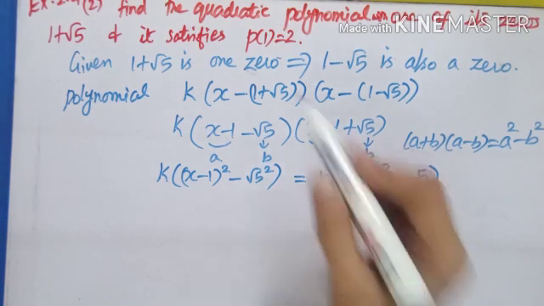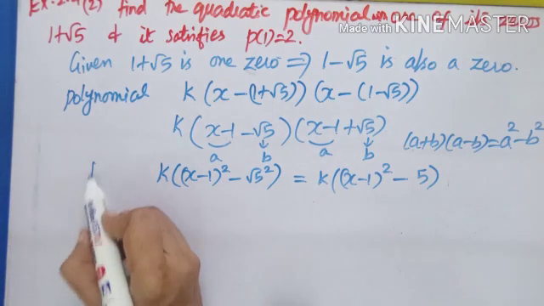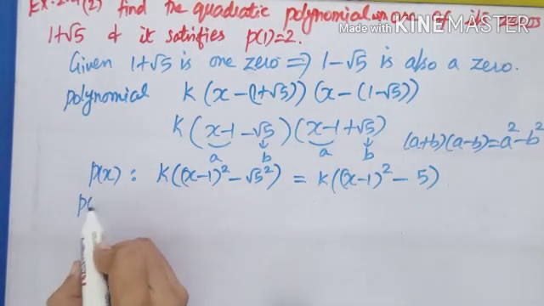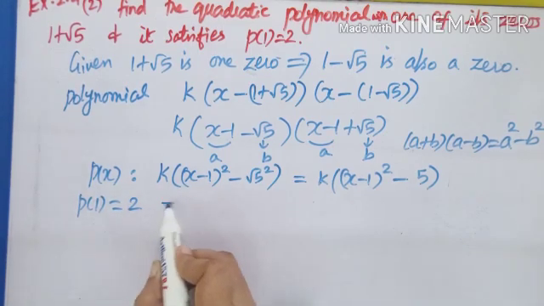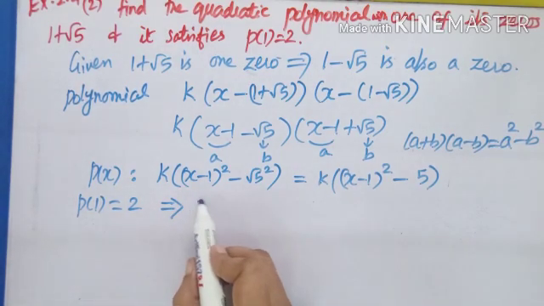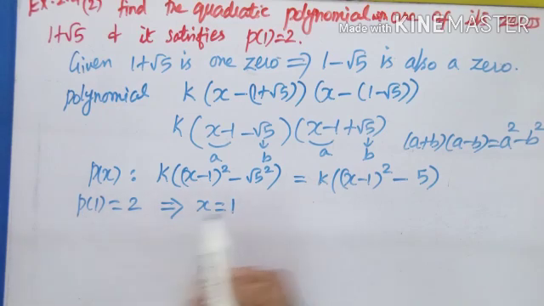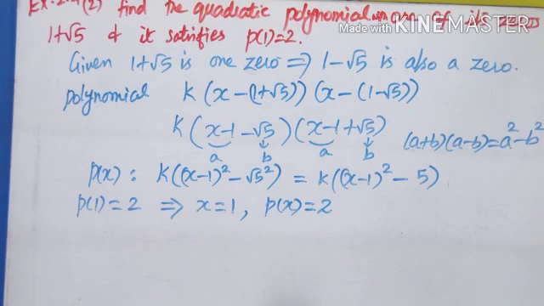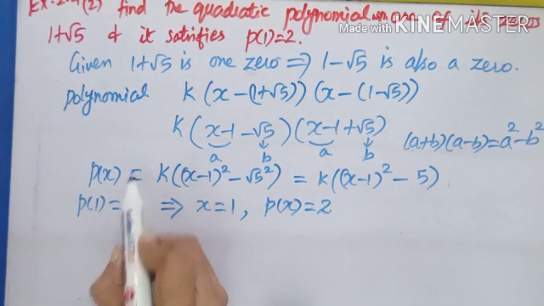Now we'll use this condition. Let me call this p of x. What is given? P of 1 equals 2. That implies wherever x comes, let me put 1, and wherever p of x comes, let me put 2.